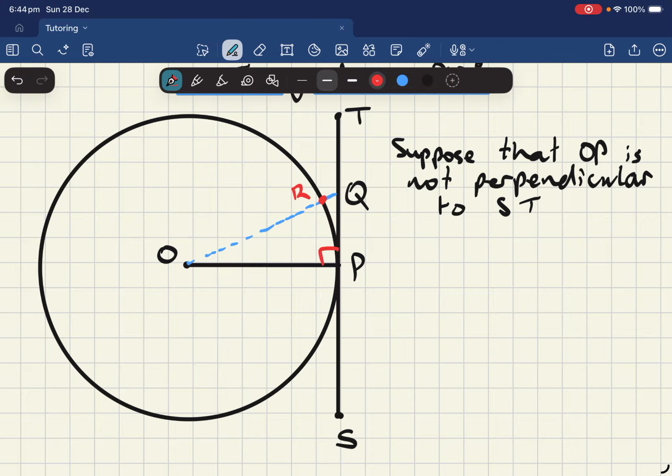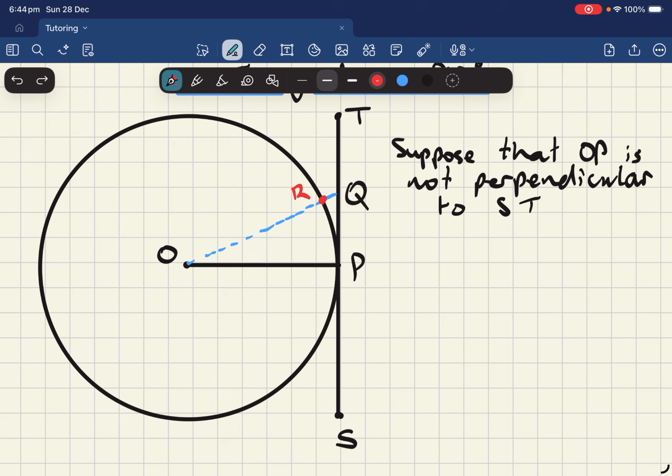Obviously you're looking at this and you can pretty clearly see that it looks like 90 degrees. Why are we even doing this? But we need to go through this logical, rigorous process in order to make this proof. So we're going to suppose that OP is actually not perpendicular to ST. But this means that there must be some point along this line where it will be 90 degrees, where this tangent line will be perpendicular to the radius.